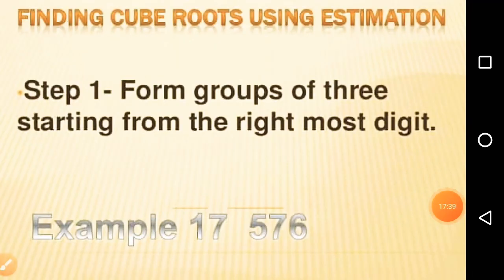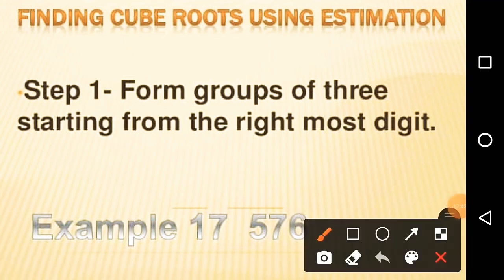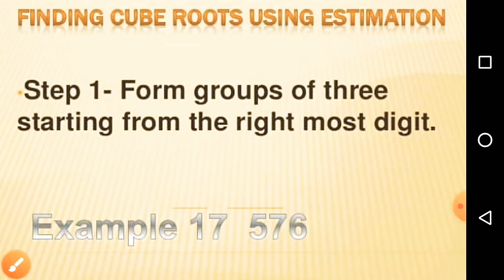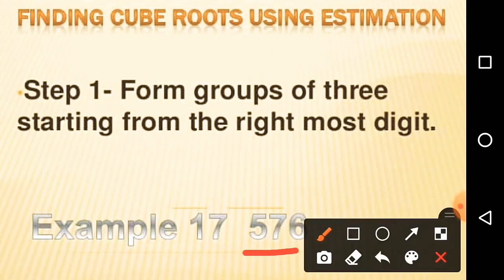Now there is another method of finding cube roots, using the estimation method. So what is the estimation method and how will we use it? Step by step we will see that. The first step is to form groups of 3 starting from the rightmost digit. First of all you need to make groups of 3, and you start from the rightmost digit. As you can see in this example, 17576 is given. We have to draw bars. Start from the right side and draw a bar over 3 digits. This way you get the bar over 576, and then only 2 digits are remaining, so 17. So this is your first step.